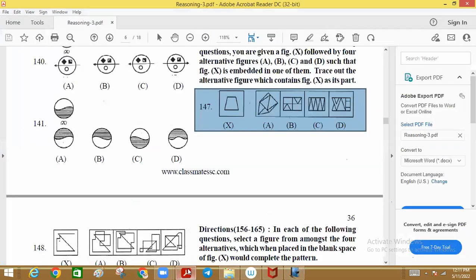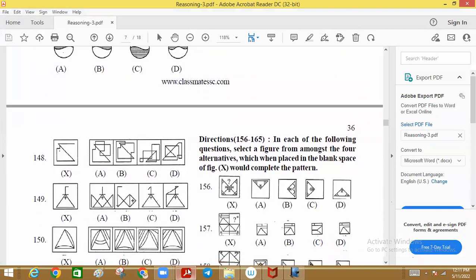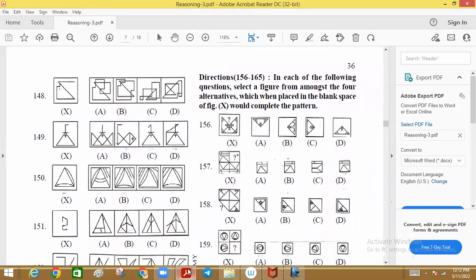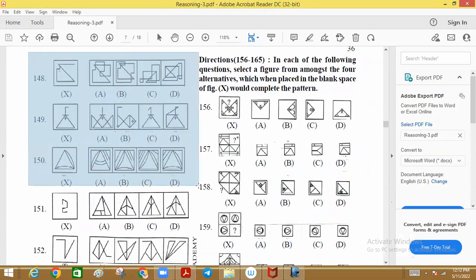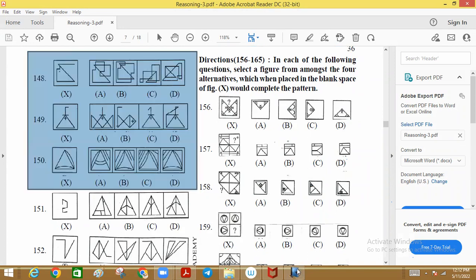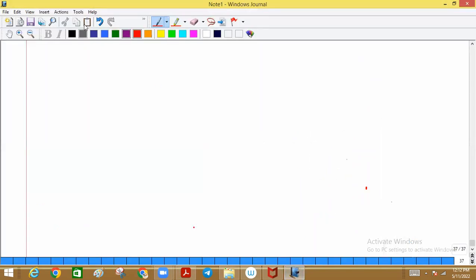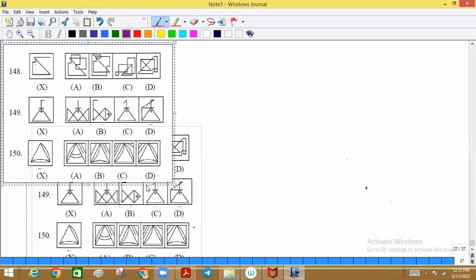Next one. Some questions are very easy, some are very difficult in this also. Some even kill a lot of time in the exam because people are unable to find out where exactly it is embedded. So we'll see all types, some easy questions, some difficult questions as well.